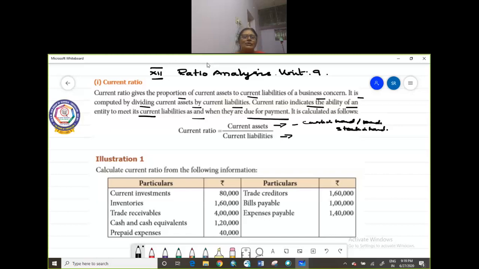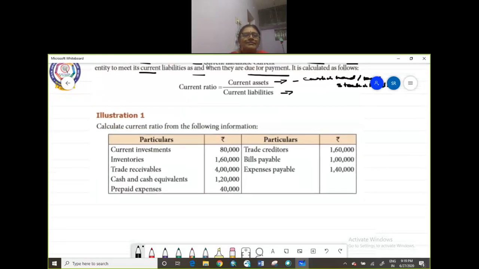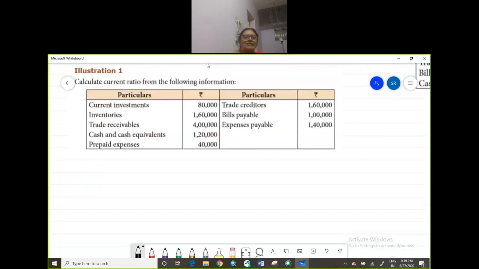Now, here we are going to learn how to calculate current ratio from the following information. See here, they've given you some details. Current investment, inventories, trade receivables, cash and cash equivalent, prepaid expenses, and then they have given you sundry creditors, bills payable, and expenses payable.